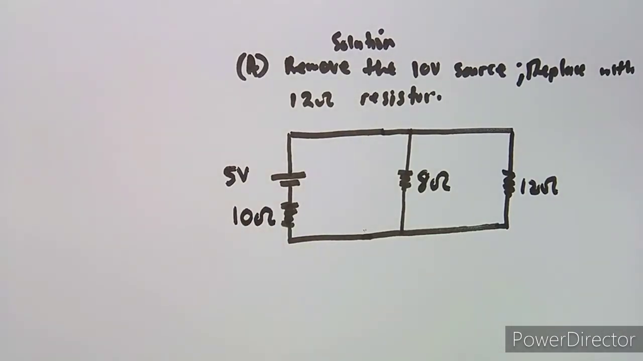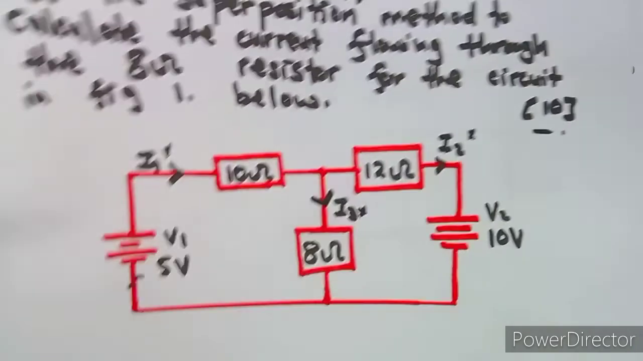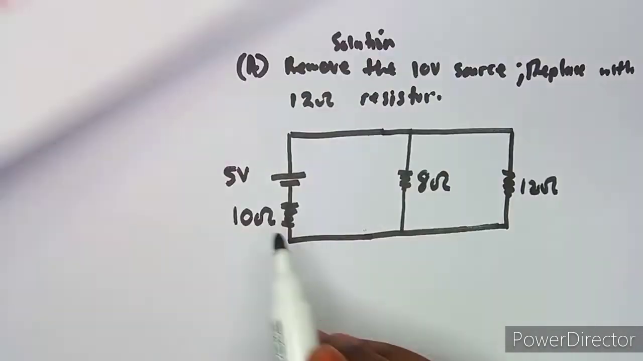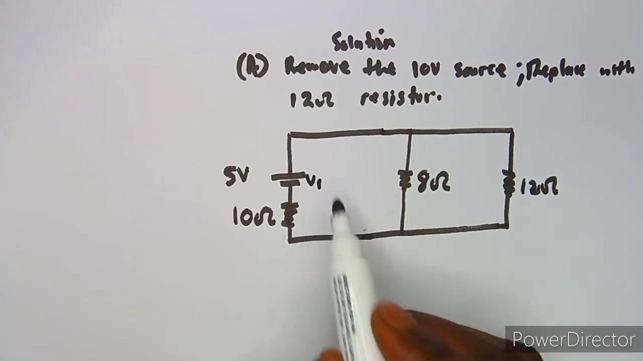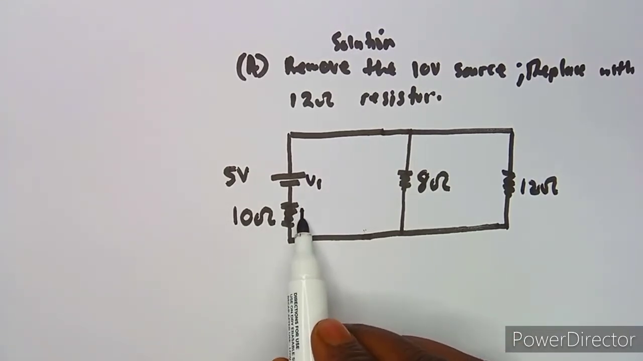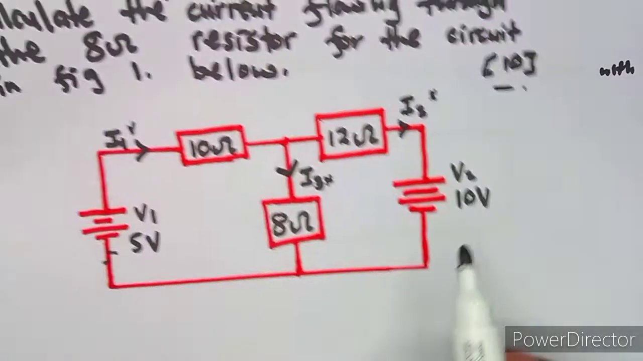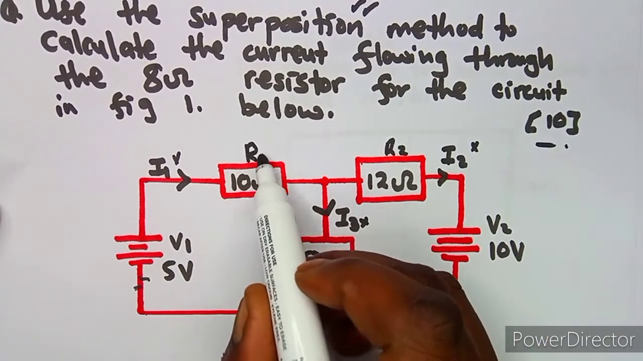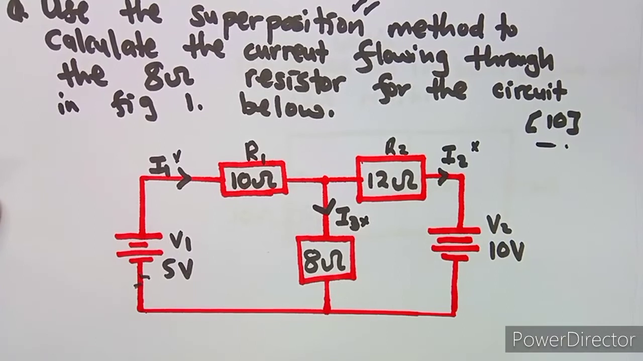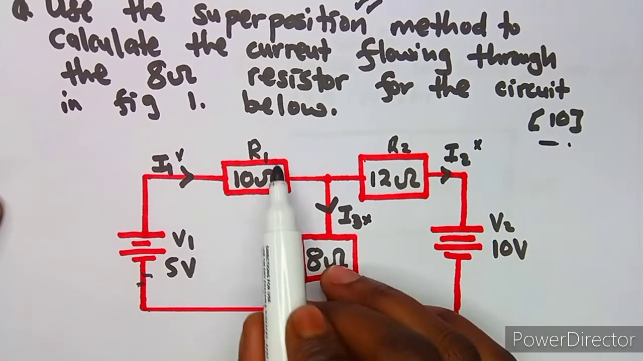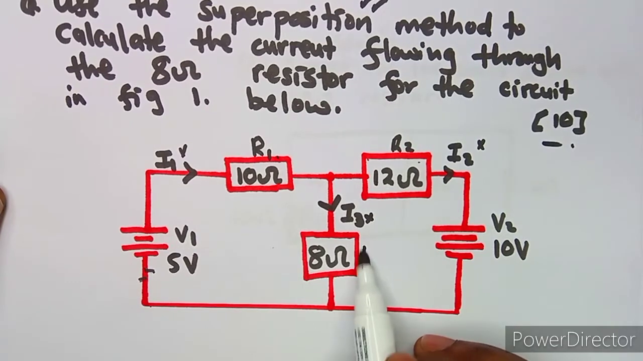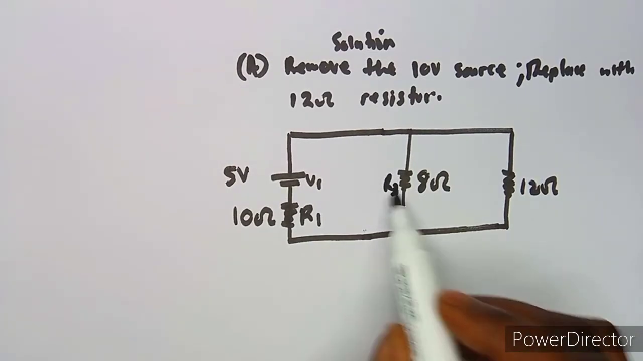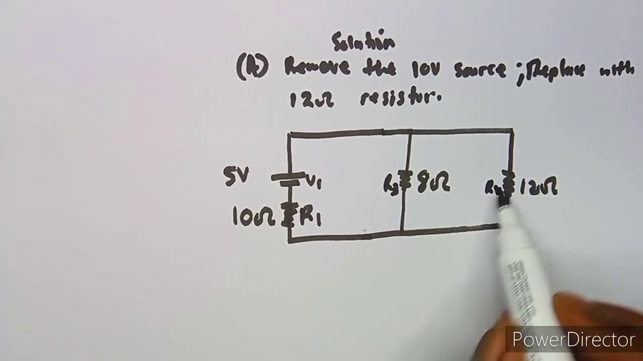Let's also take into consideration the names of the branches that you're going to work with. This is our V1. We are going to take this as our R1. Because this was V2, I'm going to take this as R2. I'm not given these, I'm the one naming these resistors, so I can name them R1, R2 any way. This one I'm going to name R3. So here we've got our R3, our R2, and our R1.